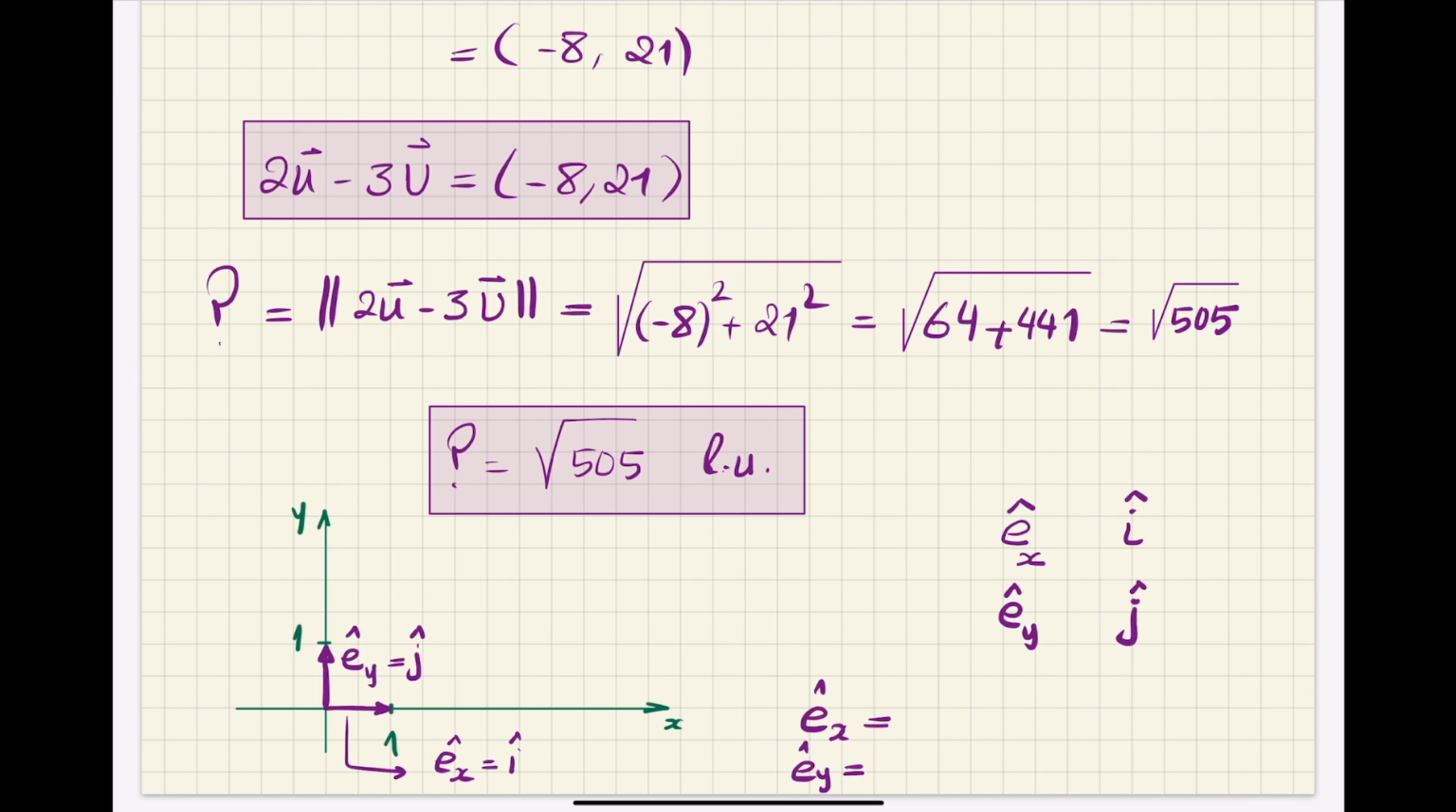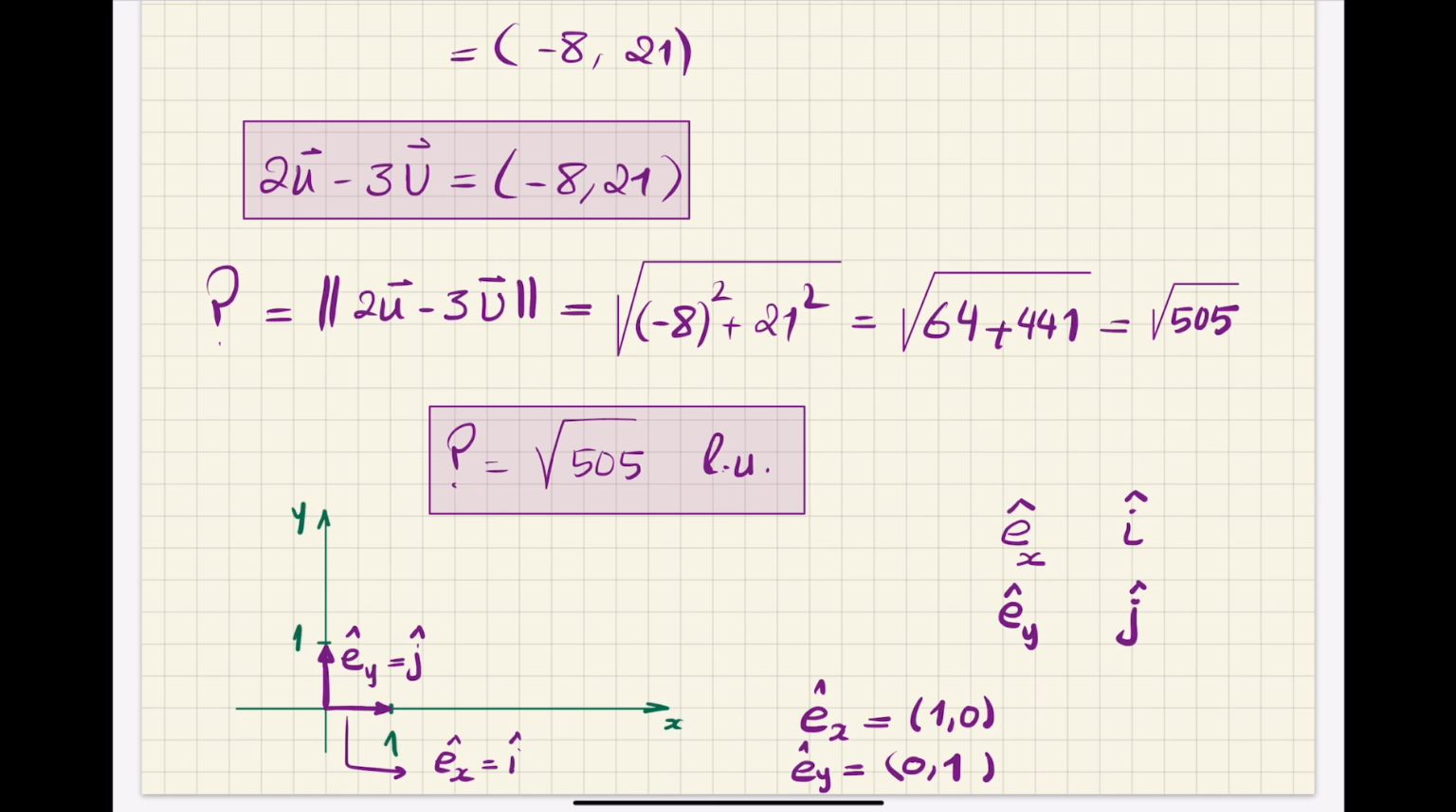So EX, how many units EX will take you to the right? 1. How many it takes you up or down? 0. So you remember, the components of this unit vector is 1 and 0. The components of this vector is 0 and 1.